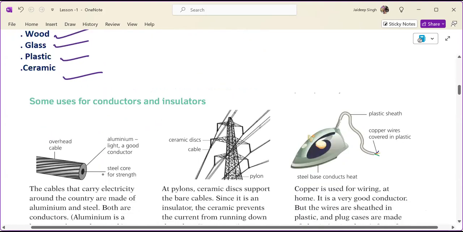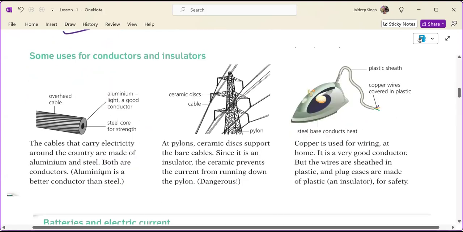Some uses of conductors and insulators. Students, we are talking about only some basics of electrochemistry. In the next lesson, we will study electrochemistry in a proper way.